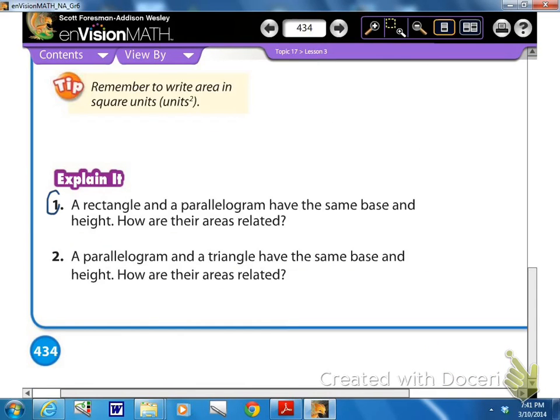Okay, if you look at explain it, it says a rectangle and a parallelogram have the same base and height. How are their areas related? Well, just like in the picture on the top of page 435, they had the parallelogram, moved the piece over to make a rectangle. Their areas are going to be the same. Number 2 says a parallelogram and a triangle have the same base and height. How are their areas related? Well, just like in the picture above, the triangle's area is going to be half of the parallelogram's area. Let's look over to more examples on the next page.